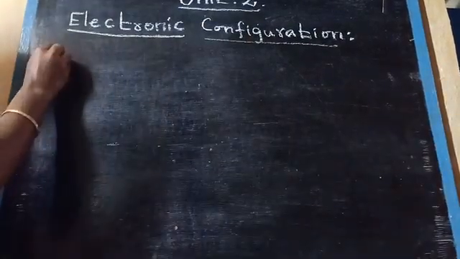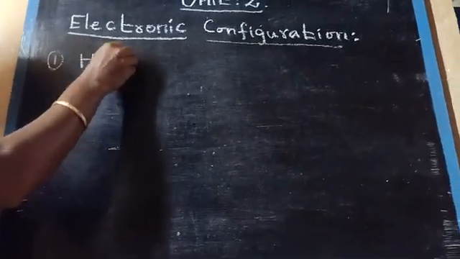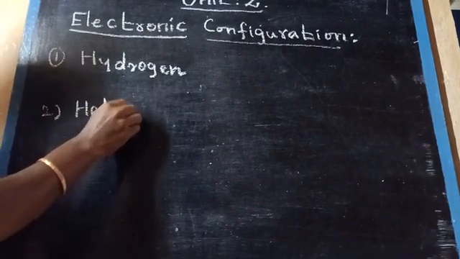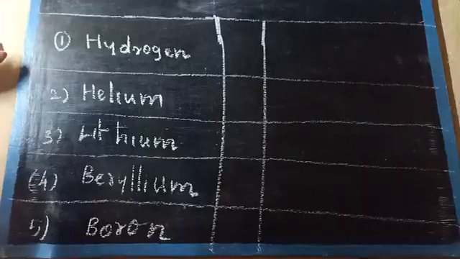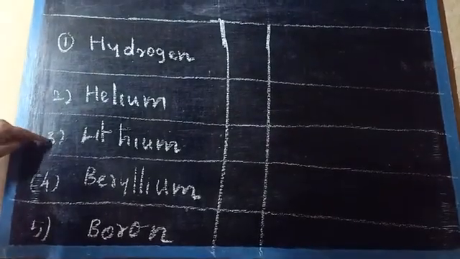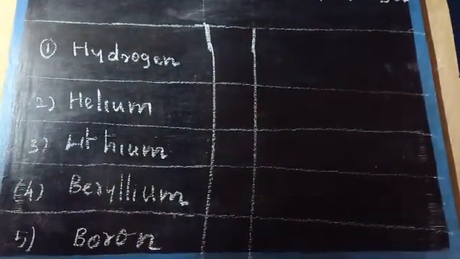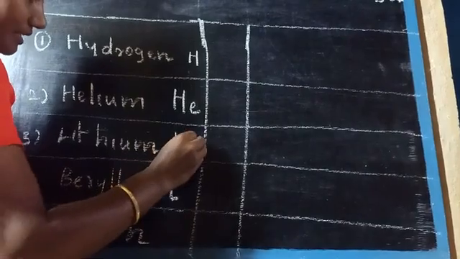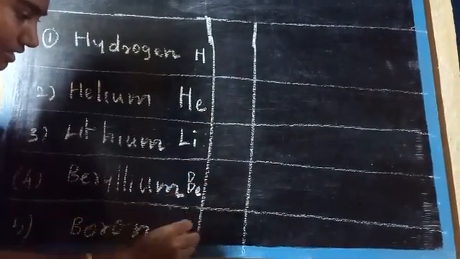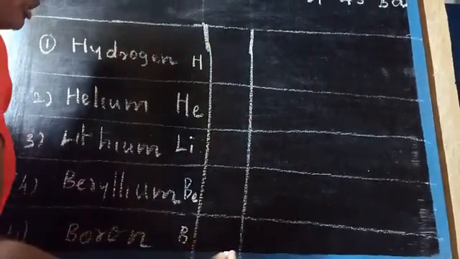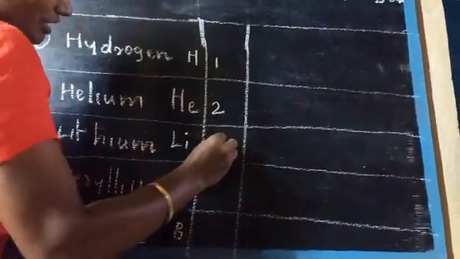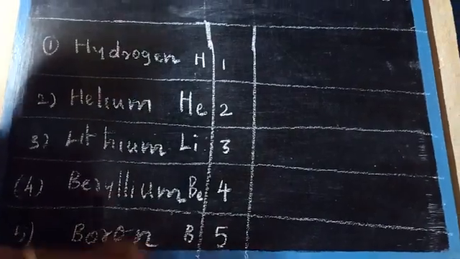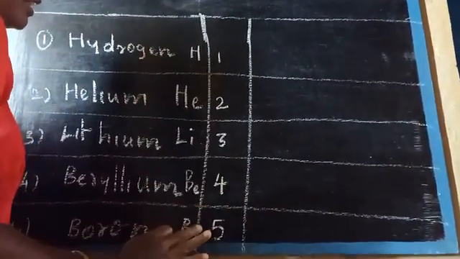First elements: hydrogen, helium, lithium, beryllium, boron. For the first 5 elements, write the symbol: hydrogen H, helium He, lithium Li, beryllium Be, boron B. Write the atomic number: hydrogen 1, helium 2, lithium 3, beryllium 4, boron 5. Okay children, now the element symbol, and next write the atomic number.